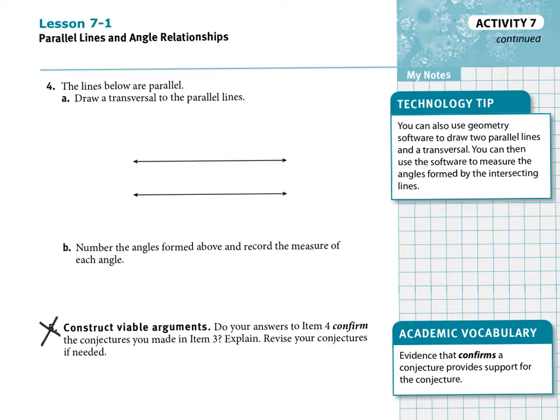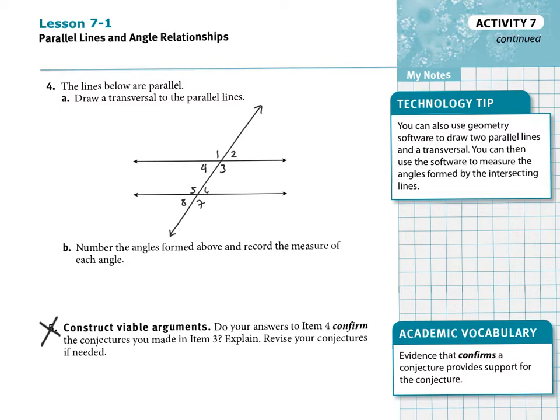So let's go ahead. I'm just going to draw a line that cuts through the two parallel lines. Perfect. So I'm going to go ahead and label each of the angles that form. I am going to do 1, 2, 3, 4, kind of like a clock at each of the 4 intersections. And then I'm going to do 5, 6, 7, 8.